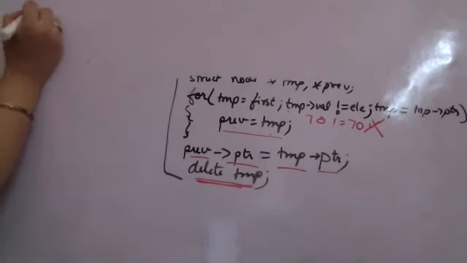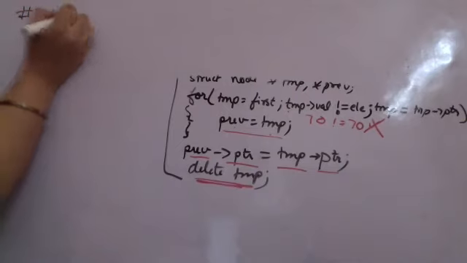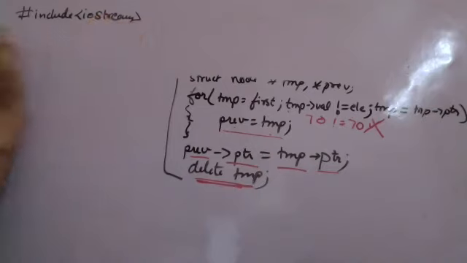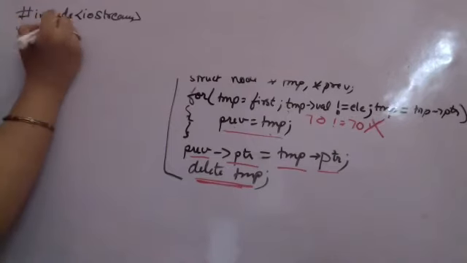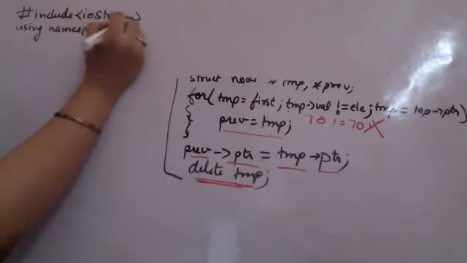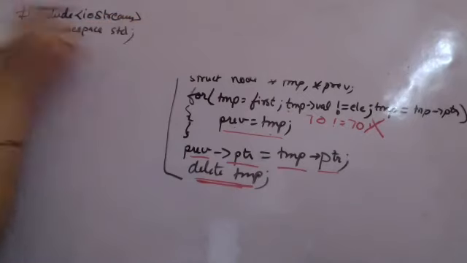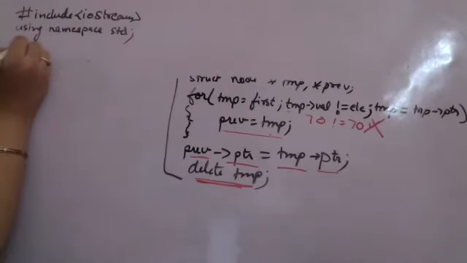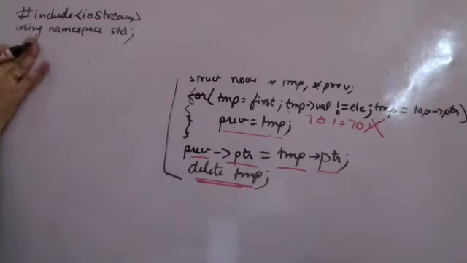So I am having a hash include iostream. Since now we are moving with C++, I am having the hash include iostream. Here I am having using namespace std. Again, since I want to be able to use cin and cout, and I don't want the namespace to be re-represented every time. Now I am creating the functions for deletion. First, let me create the structure.